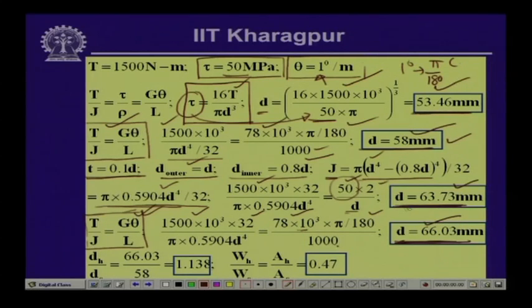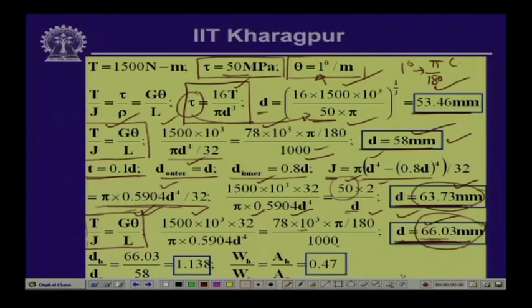And once again, the diameter required for satisfying the stress is 63.73 millimeter, and the diameter necessary for satisfying the twisting angle is equal to 66.03. So, the higher of these two will be governing, which will satisfy both the rotation as well as the stress. Since the higher diameter will satisfy both, that is the diameter which we will have to select. So, the selected diameter in this particular case is 66.03.